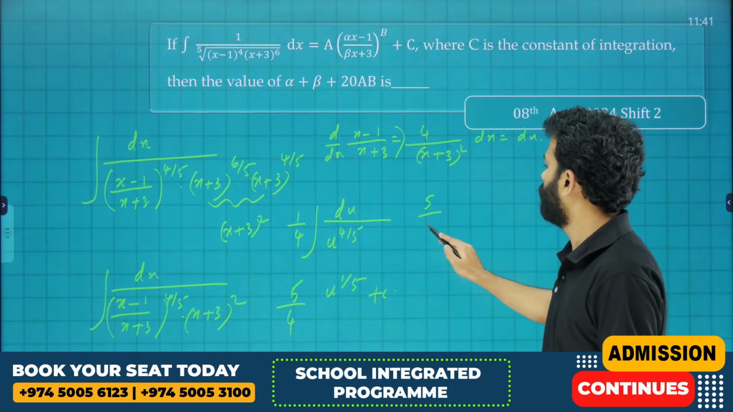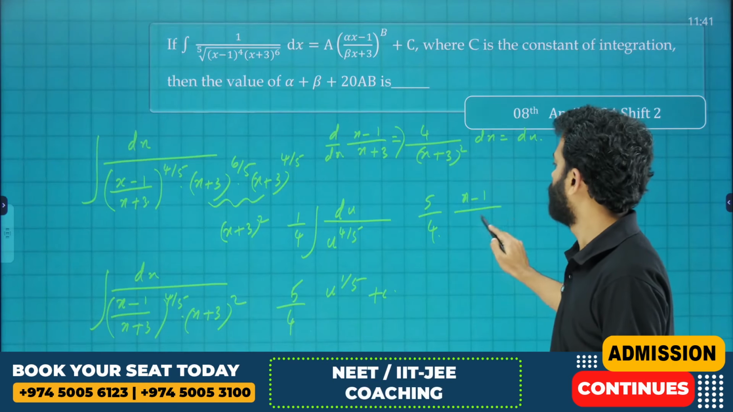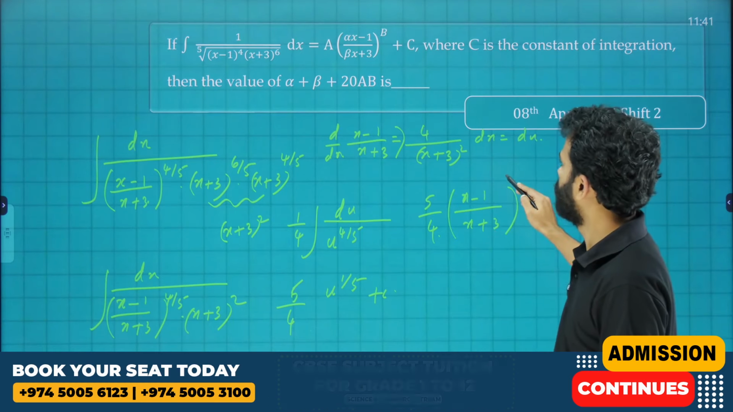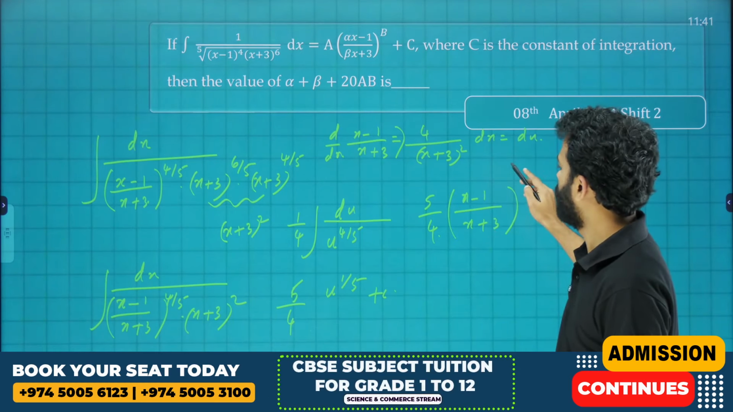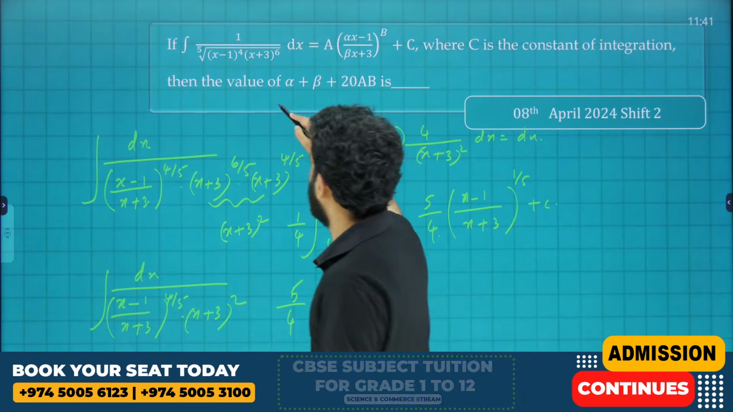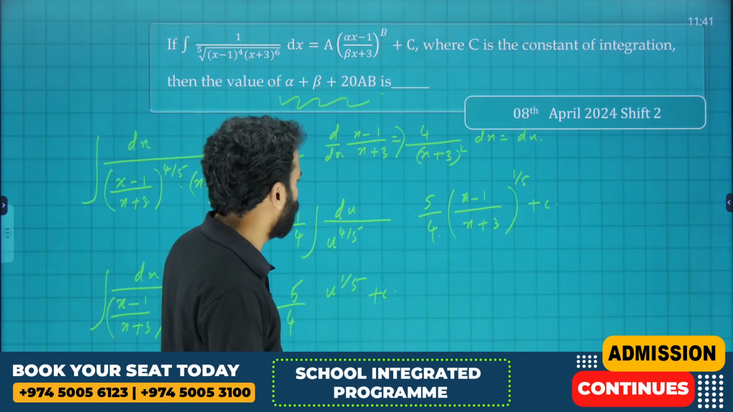That is, it will be 5 by 4 into (x minus 1) divided by (x plus 3), the whole raised to, what is the value? Power is 1 by 5, plus c. Then you need to find the value of alpha plus beta plus 20ab, right? Yeah, we can formulate that.